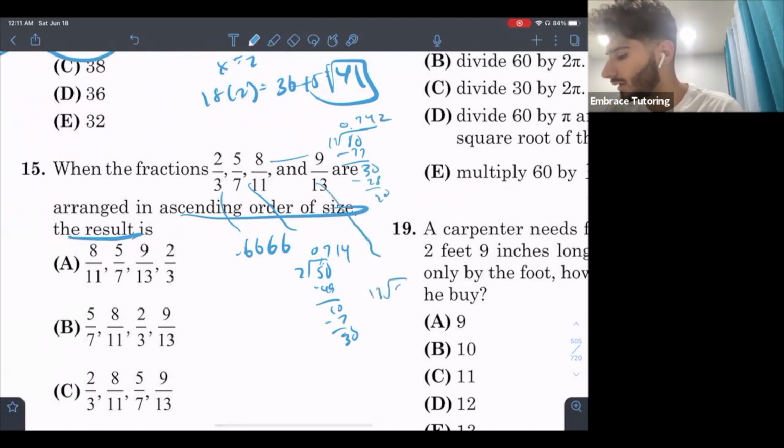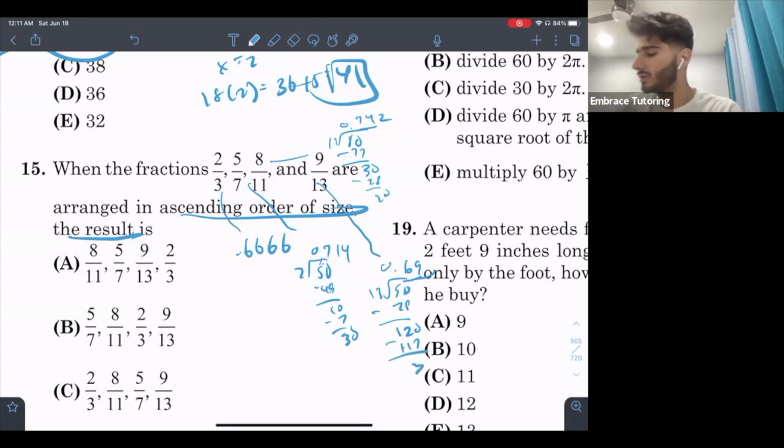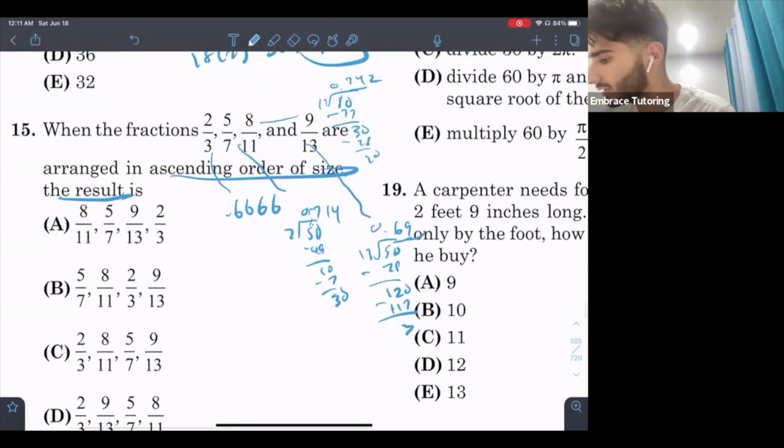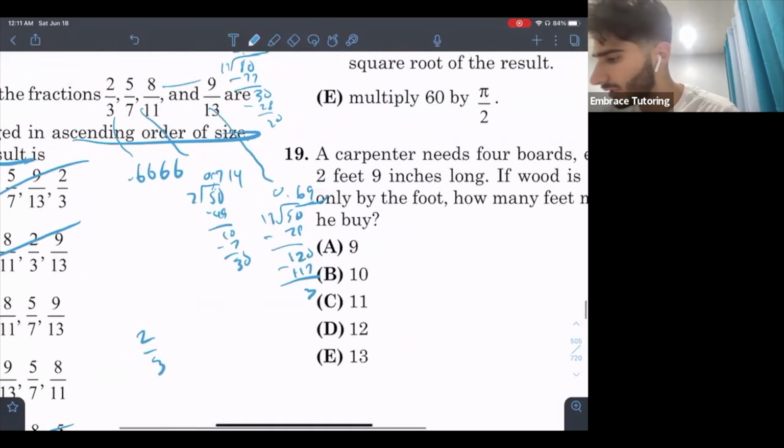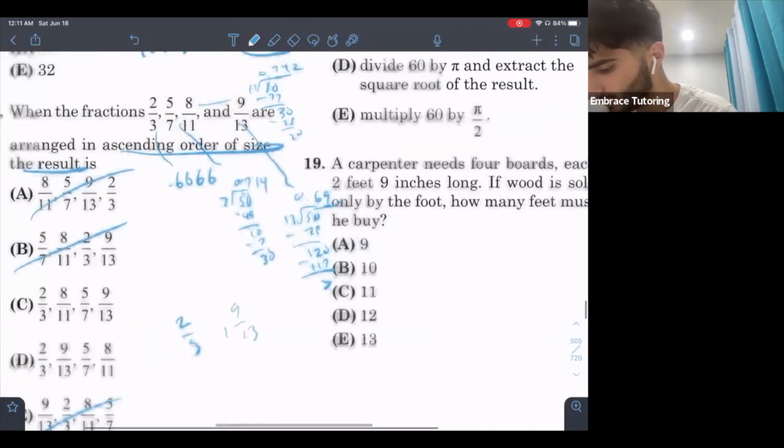742, and then 13/9 is 69. So it's 0.69, 0.714, 0.742, and 0.66. So ascending order would be smallest to largest. So it would be 2/3 as the smallest. A and B are out, and E is out. And then the next would be 9/13.